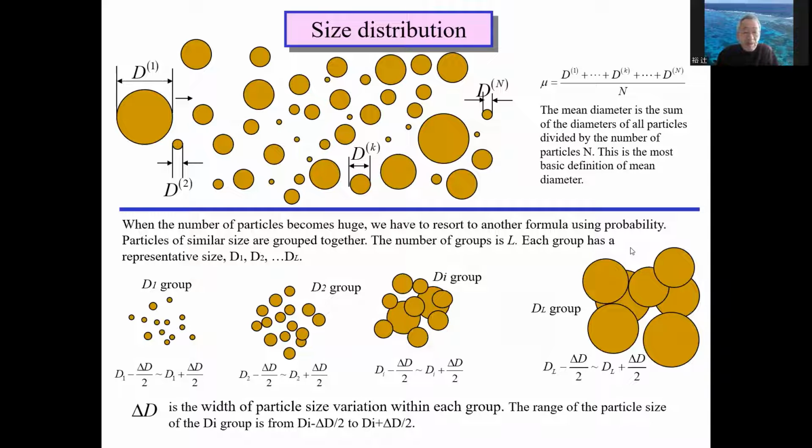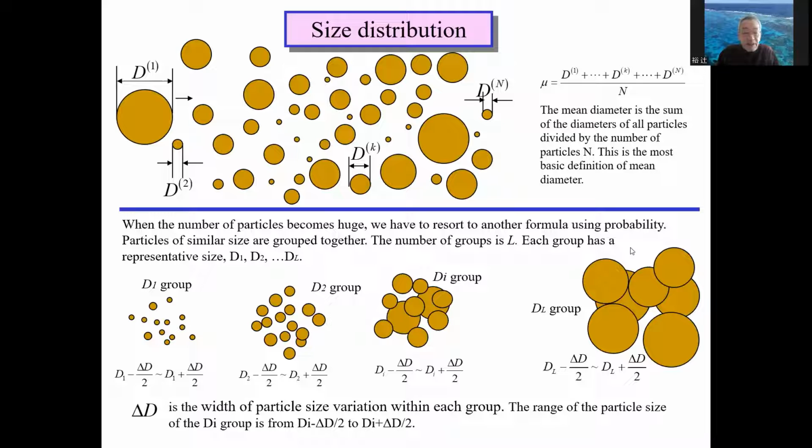Before considering probabilities, let's group the particles in the order of size range. The width of the size range in each group is delta D. The number of groups is large L. In this lecture, the capital letter L is used also for group numbering. Each group has a representative size, D1, D2, and so on. Particle sizes of groups are accompanied by subscripted numbers.